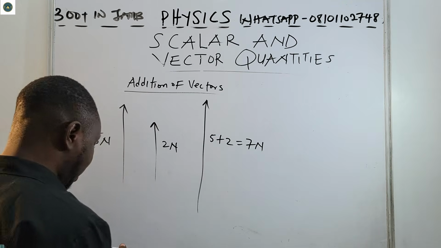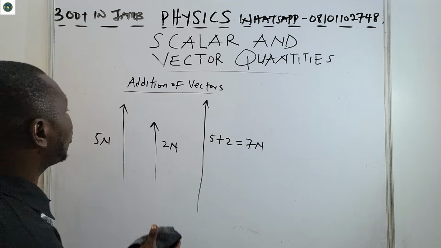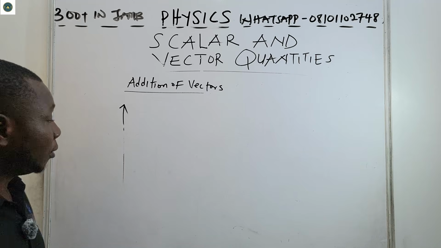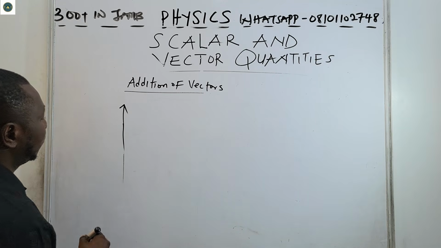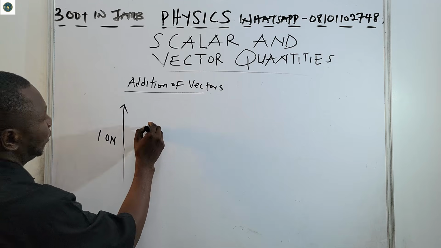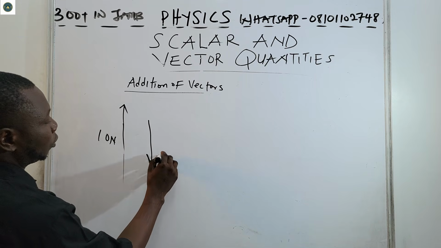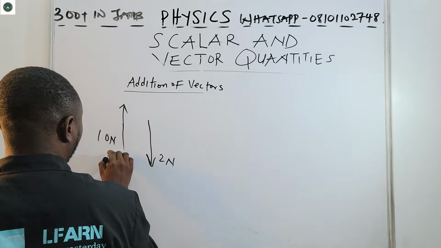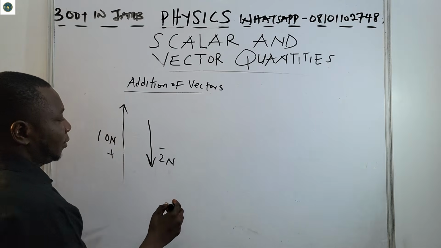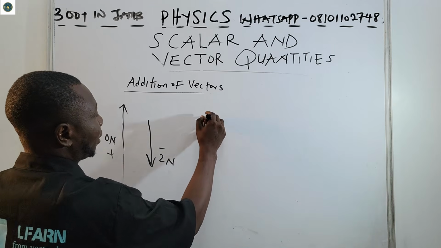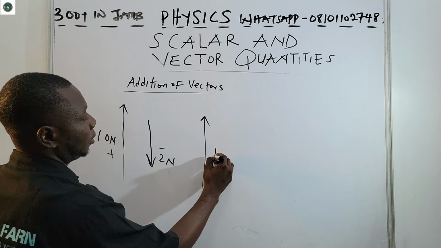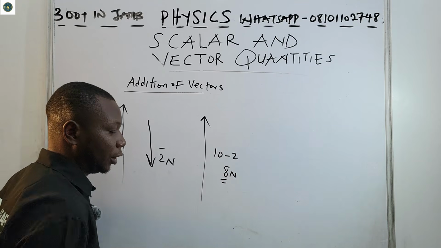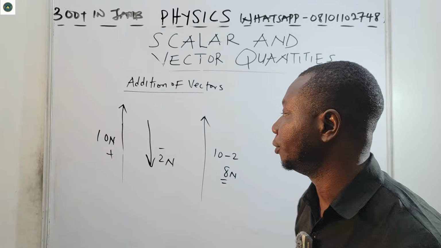Now, if they are moving in opposite directions, let's assume we have this vector to be 10 Newton. Then we have another vector to be 2 Newton. Now, the vectors are moving in opposite directions. So if we take this to be positive, we take this to be negative. Therefore, the magnitude of this vector becomes 10 minus 2, so we have 8 Newton. That is how to add vectors.